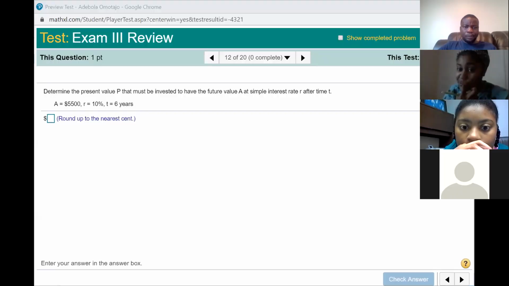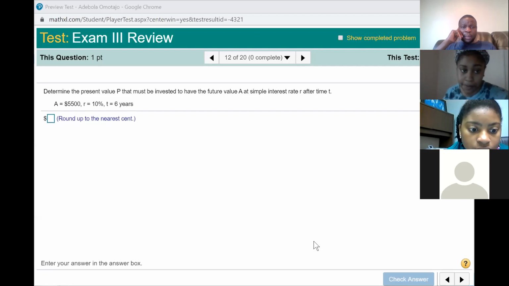All right, so I'm going to go back to where we left off, which is this problem right here. It says determine the present value that must be invested into an account to have a future value A at a simple interest rate R after time T. And to do that, we have to use this formula right here.